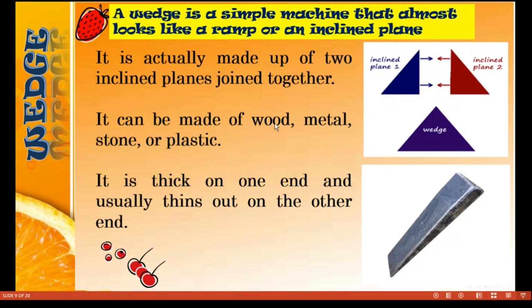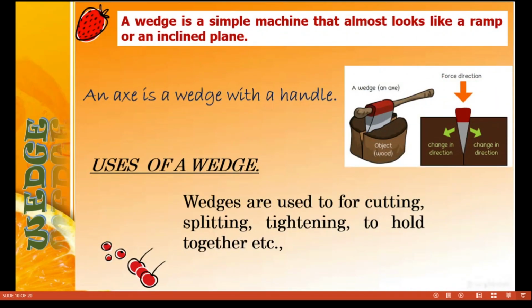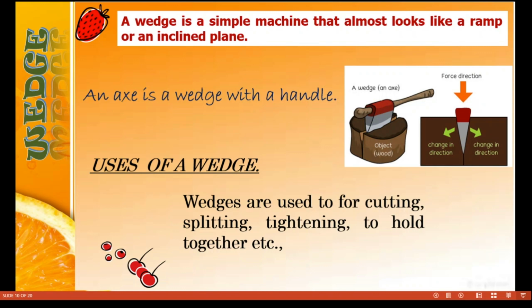Wedges can be made of wood, metal, stone, or even plastic. A wedge is thick on one end and usually thins out on the other end. Look at this diagram. It is thick at one end and thins out at the other end. This is called a wedge. Basically, a wedge is a simple machine that most closely looks like a ramp or an inclined plane. This is the basic definition of the wedge.